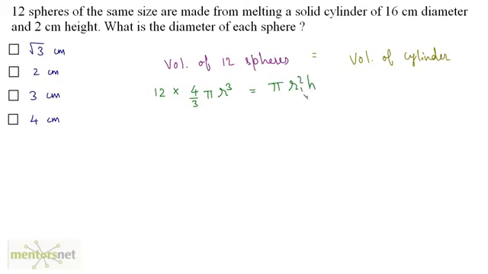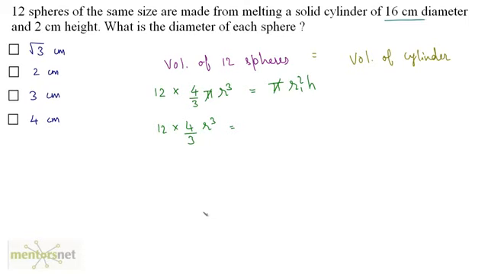Now, this r is basically the radius of the cylinder, right? So pi gets cancelled out. We have 12 into 4 by 3 r cube is equal to, actually we have to find out this r, and then we can calculate the diameter of the sphere. So anyway, let's go ahead. So we have r square h of the cylinder. Well, what is the radius of the cylinder?